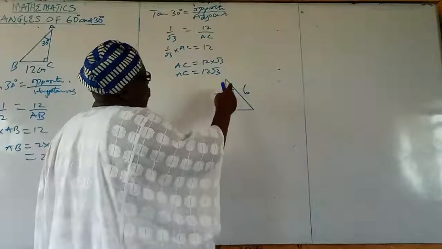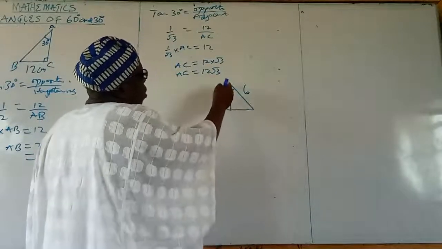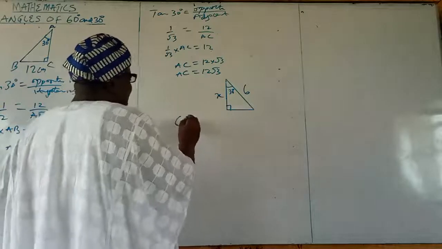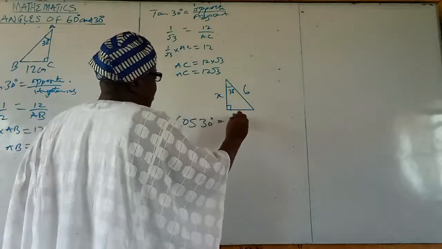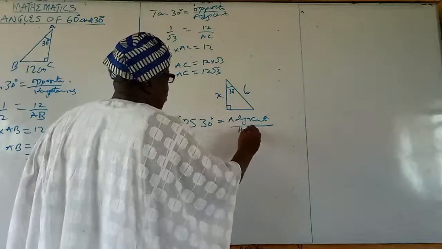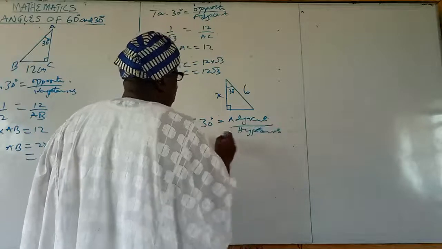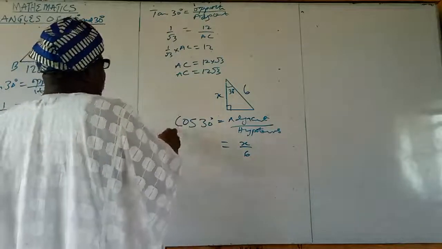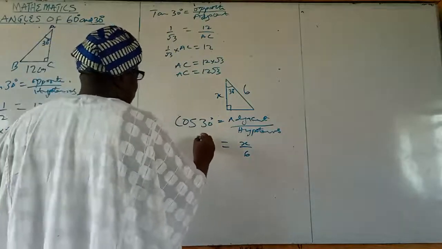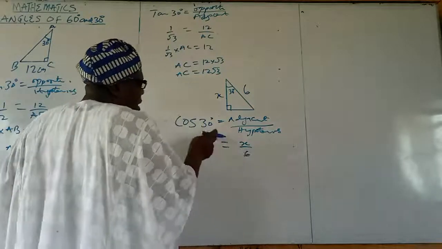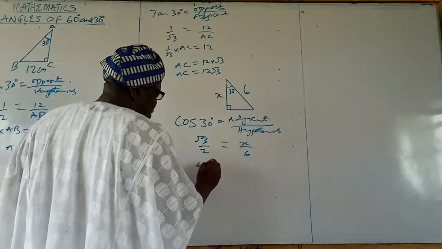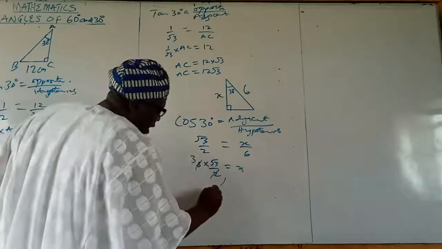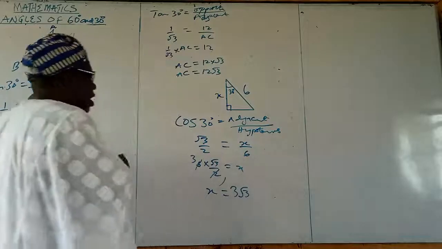Next triangle, the hypotenuse is 6 and the angle is 30 degrees. We want to find x, the adjacent. Cosine 30 is adjacent over hypotenuse. So x over 6. Cosine 30 is root 3 over 2. So 6 multiplied by root 3 over 2 is equal to x. The 2 cancels with 6 to give 3. So x is equal to 3 root 3.